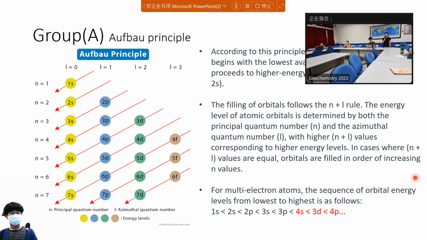So Hardy asked why the orbital 4s has to be filled before 3d. That's what this Aufbau principle explained.